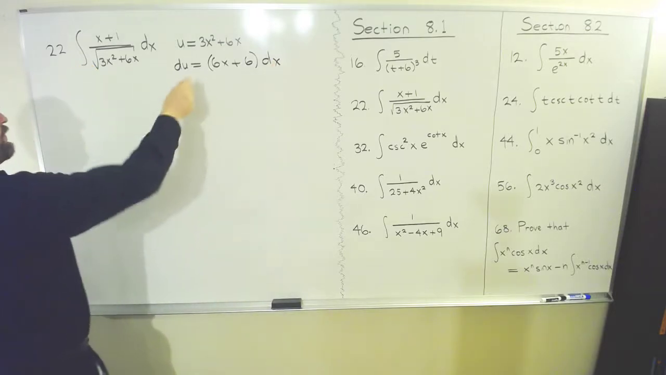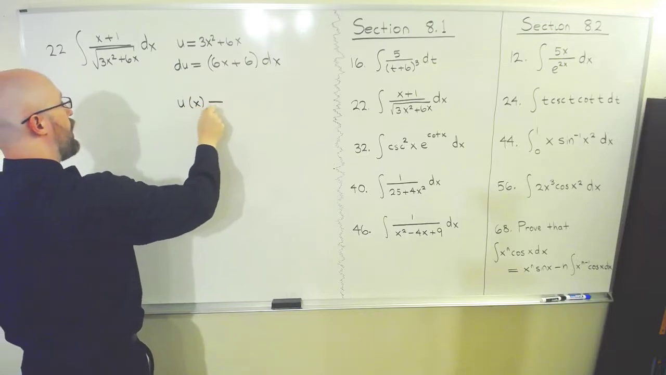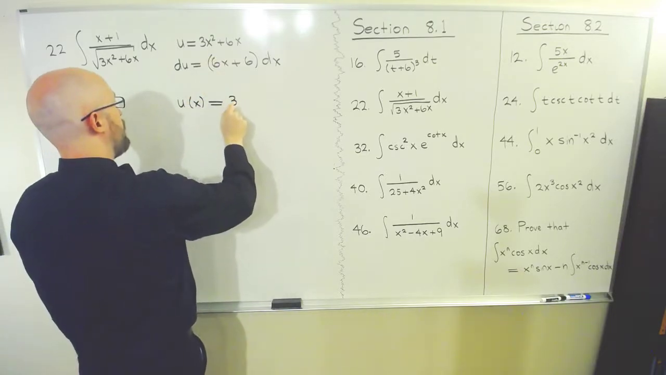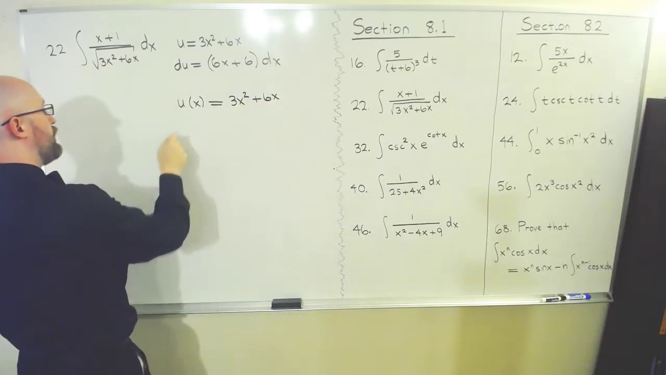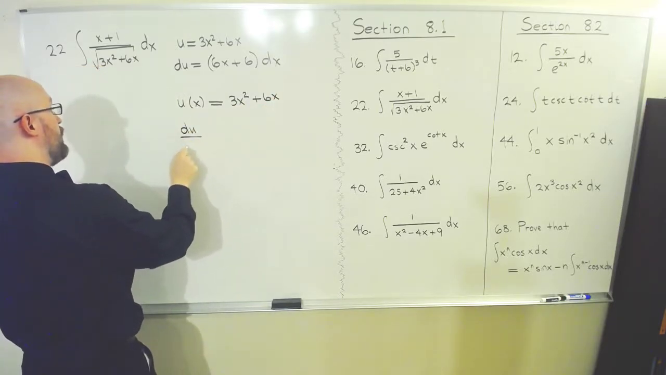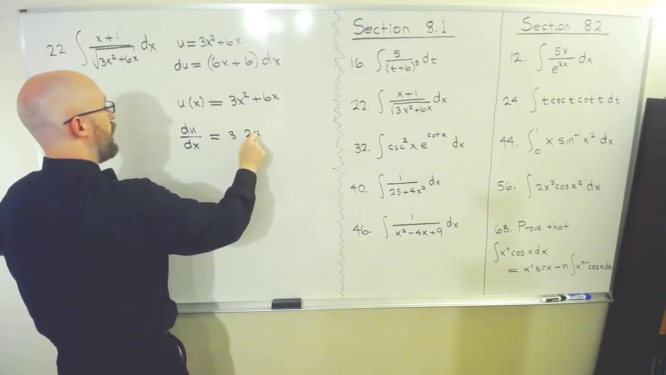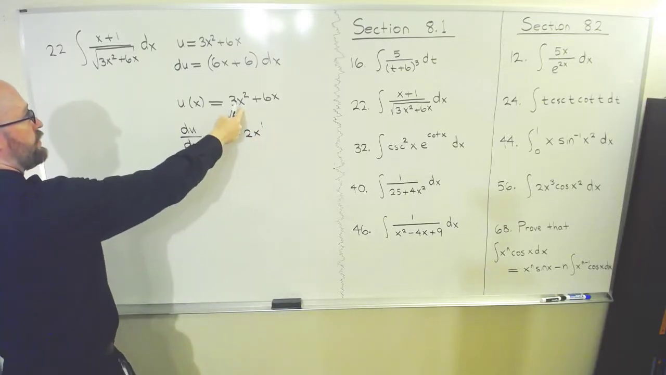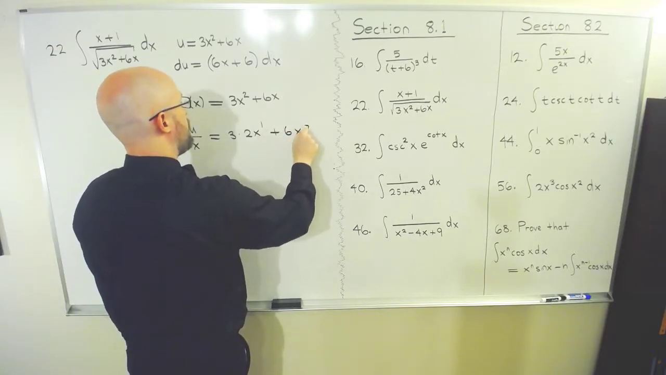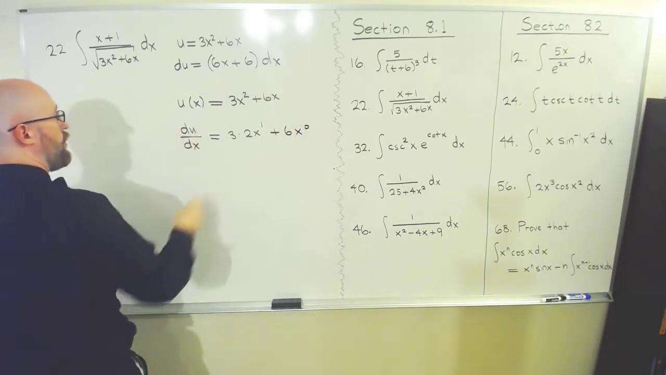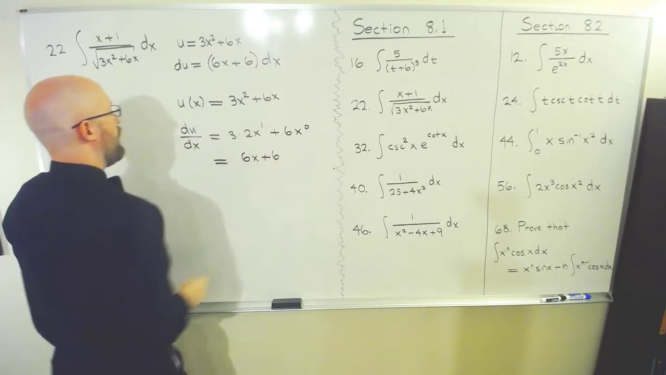Now remember what I've done here. Again, I'm going to write this and then I'll erase it. I'm defining u as a function of x, and that tells you what the function is. It's 3x squared plus 6x. I'm differentiating it. du/dx equals, well, it's 3 times 2x to the 1, that's just the power law here, plus 6 times x to the 0, because that was just x to the 1. And so this is just 6x plus 6.